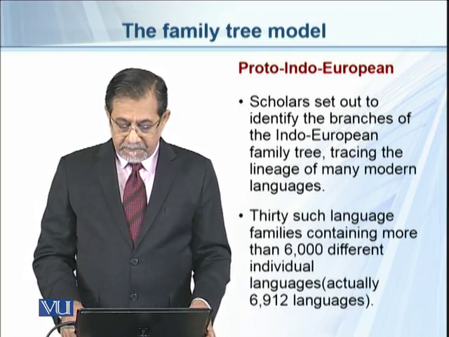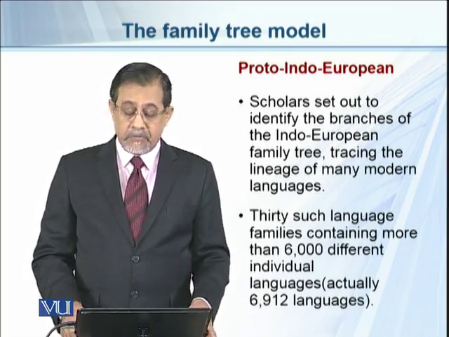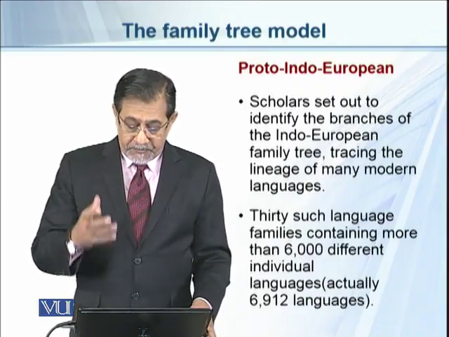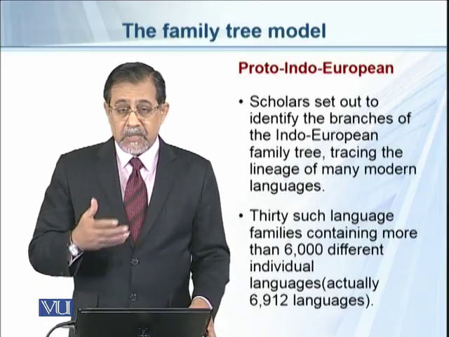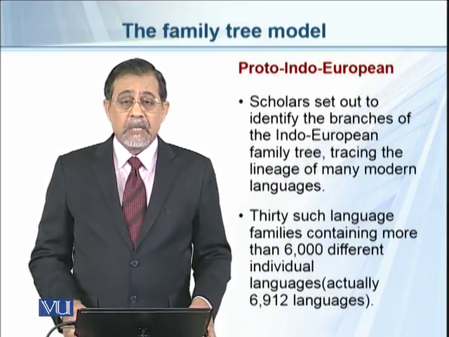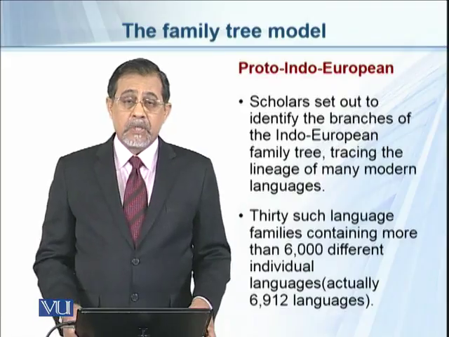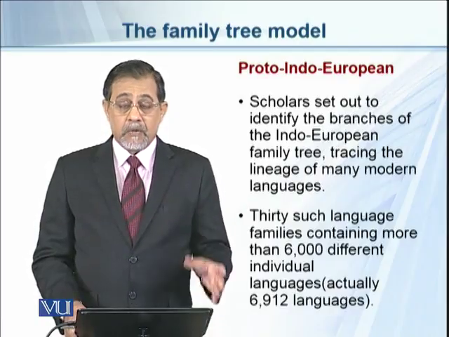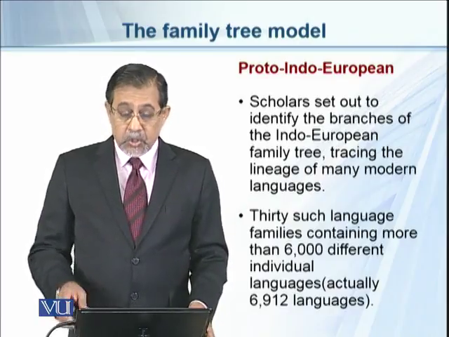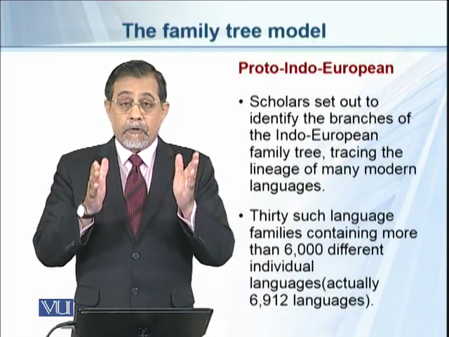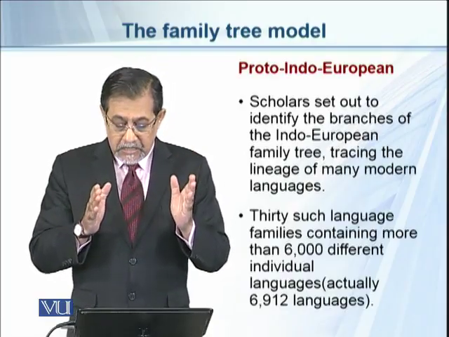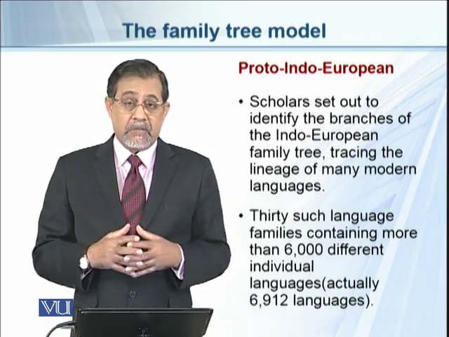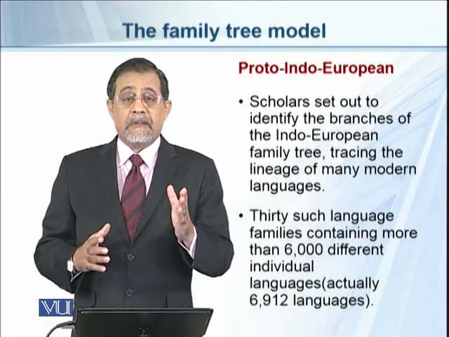Thirty such language families containing more than 6,000 different individual languages were found. So out of 6,000, though there are 6,912 languages, these languages are believed to be used in different parts of the world by people. Some of them are quite extinct, right? So all these over 6,000 languages form at least 30 language families.